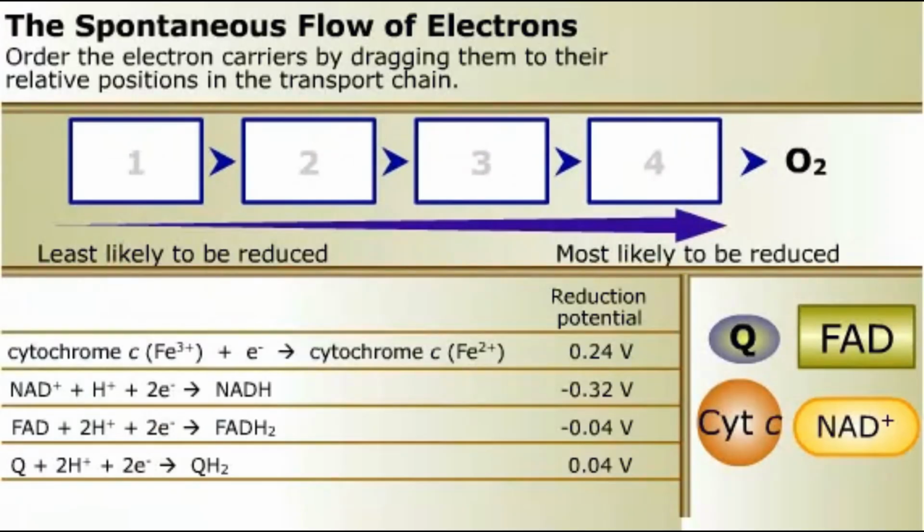Let's see how well we understand the relationship between the spontaneous flow of electrons and reduction potential. Use the reduction potentials of the electron transport chain components to arrange them in the order they occur in the chain. Order the electron carriers by dragging them to their relative positions in the transport chain. Position 4 is the closest to molecular oxygen. Click Submit when you're finished.